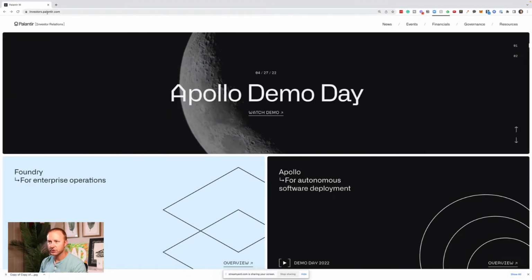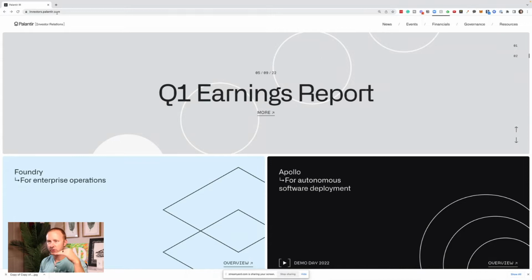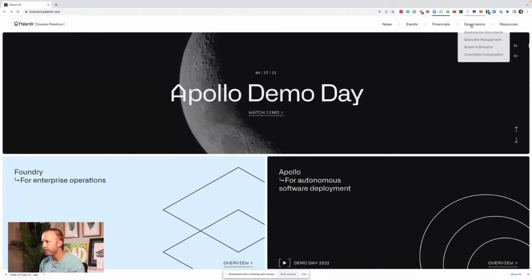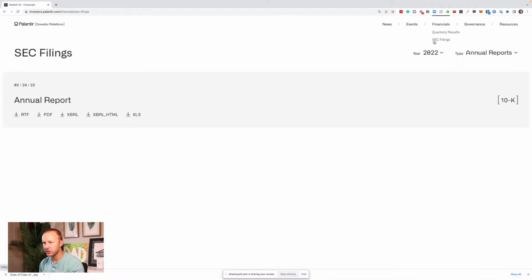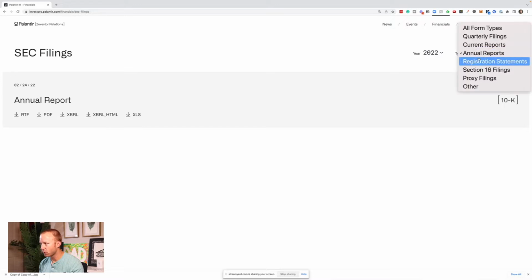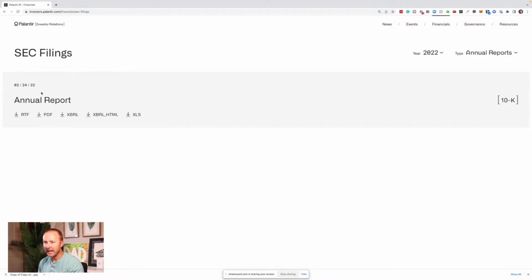Go to investors.palantir.com. You can Google IR and then the stock name you're looking at. So we're looking at Palantir right now. Then you're going to go to financials, SEC filings. So this is their investor relations page. And then sometimes you'll have to sort. And what we're talking about, the one document that you can read is an annual report.